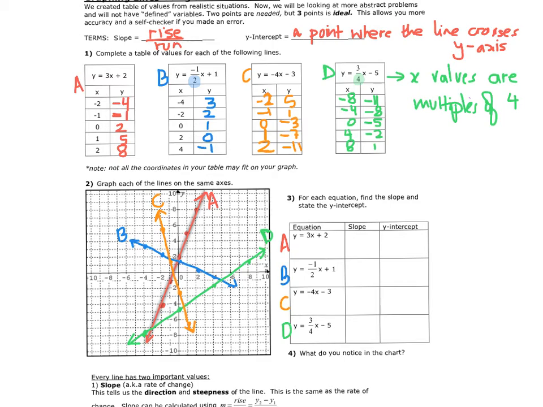In the next part, you're asked to figure out the slope and the y-intercept for each of these lines. I'm going to do one for you, and then you do the other two. So here, the first equation, which is the red line, line A, y equals 3x plus 2, you have to figure out the slope and the y-intercept.